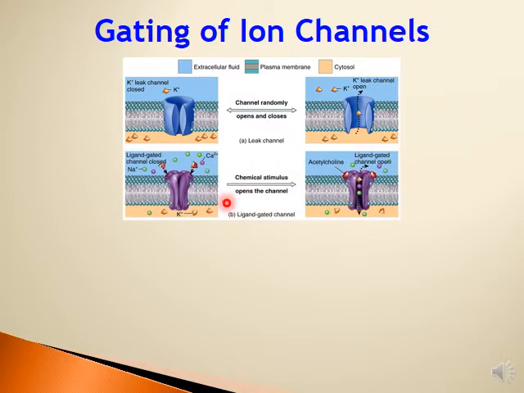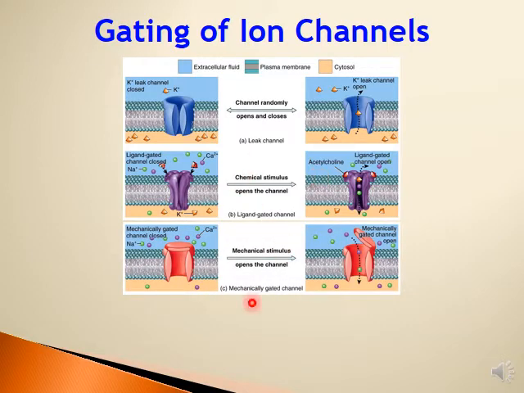Then, if the channel gate opens or closes in response to the binding of a chemical stimulus or molecule like acetylcholine, then we call them ligand-gated ion channels. Also, we can call them chemically gated ion channels. And here, for example, the acetylcholine receptor. We said this is one of the famous neurotransmitters used in our human body. If the gates open or close in response to mechanical stimuli, we can call them mechanically gated ion channels. And every single cell in our body is exposed to mechanical stimuli. So we have abundance of mechanically gated ion channels in our different body cells.